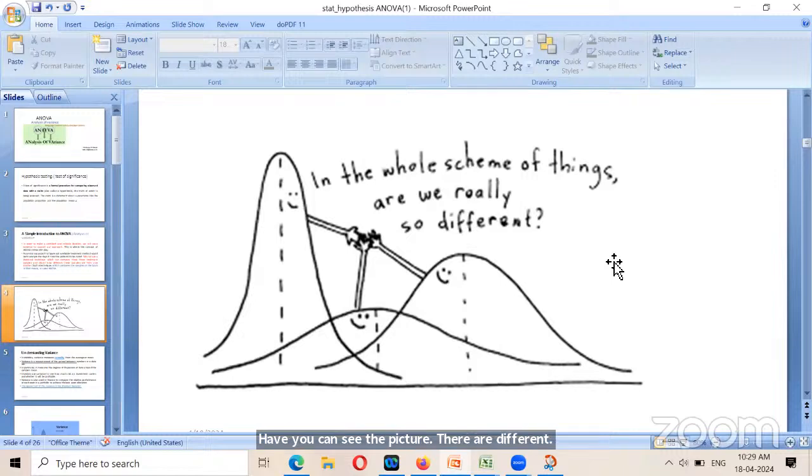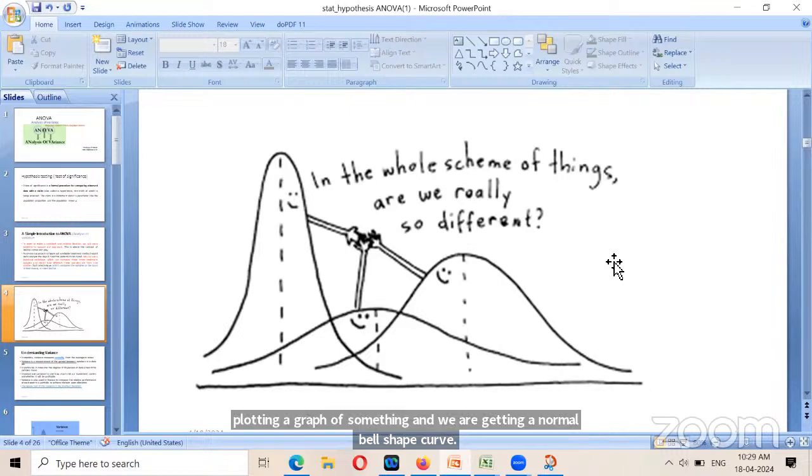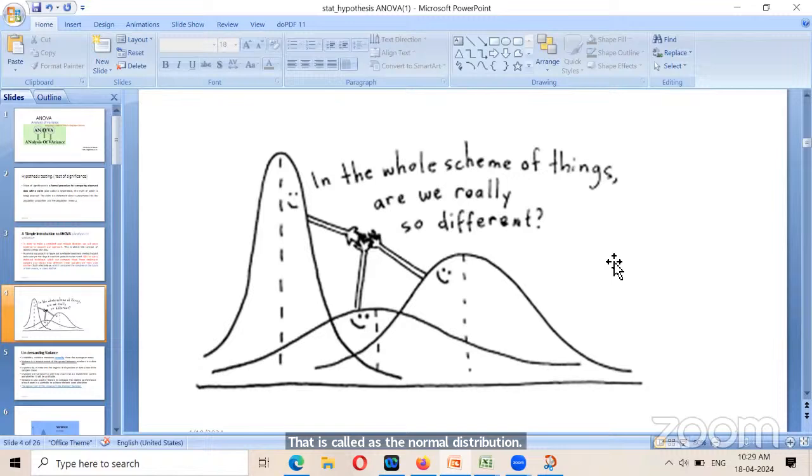As you can see in the picture, there are different bell-shaped curves. I hope you all agree that these are bell-shaped curves of different distributions. If we plot a graph of something and get a normal bell-shaped curve, that is called the normal distribution. But in this picture, the bell-shaped curves have different shapes. They are not perfectly bell shaped, or not perfectly symmetrical.